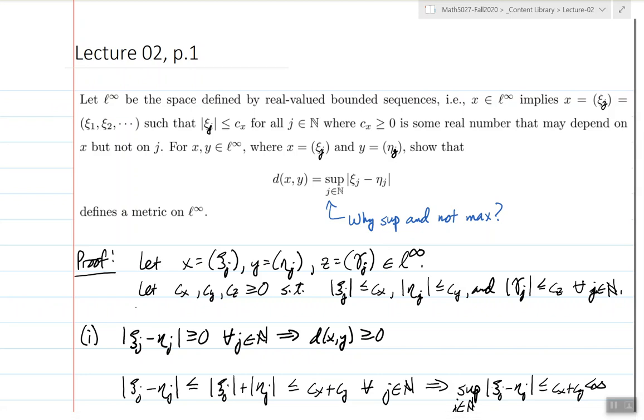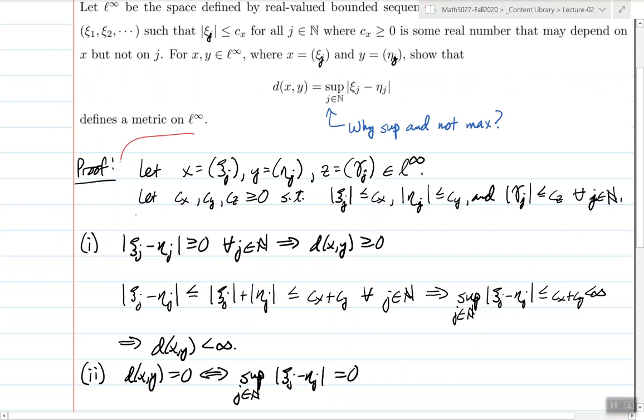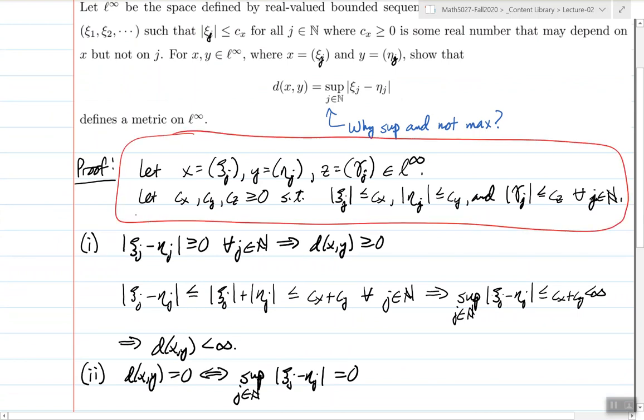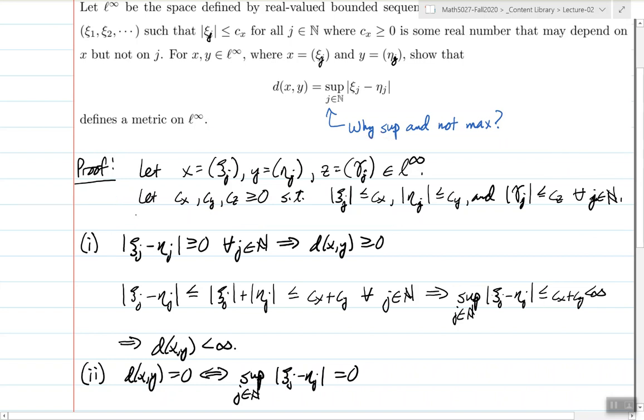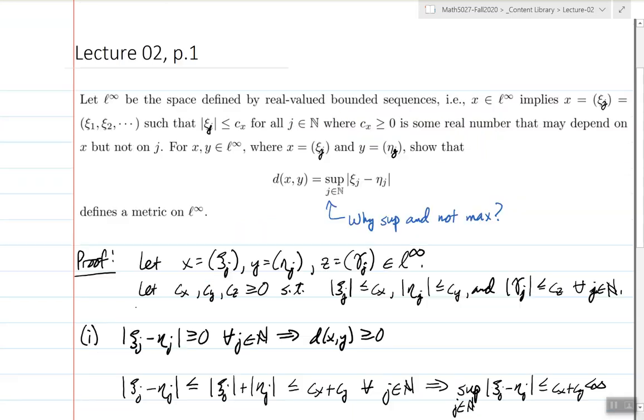I don't want to talk about all the details here, other than to say your proof should definitely start with just taking 3 points. I took x, y, and z. I'm denoting the individual terms in the sequence of real numbers associated with each of these points in the space L infinity as c sub j's, eta sub j's, and gamma sub j's. And then I'm talking about the individual non-negative real numbers that bound all of the terms in each of those sequences separately. Although technically I don't really use the c sub z in the proof. All right, but I want to move on to this next result.